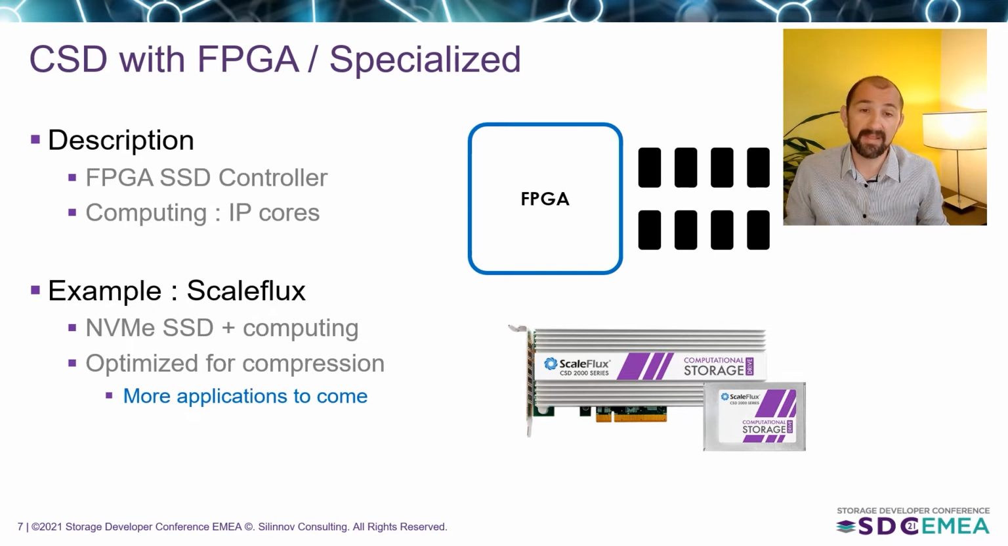Like for SoC-based CSD, we can find specialized or general purpose devices which are using an FPGA. Here is an example of a specialized product with a ScaleFlex CSD 2000 available in add-in card or U.2 form factor. This product integrates a very powerful compression IP. It has demonstrated very good performance results for data analytics applications because it offloads the compression in this device.